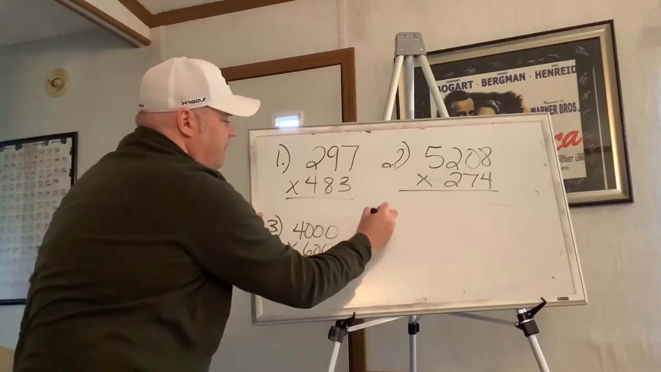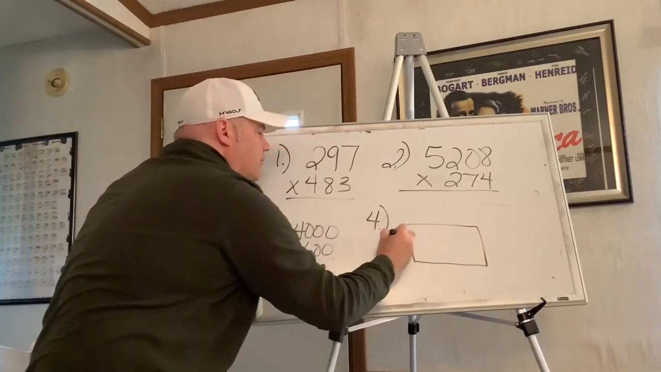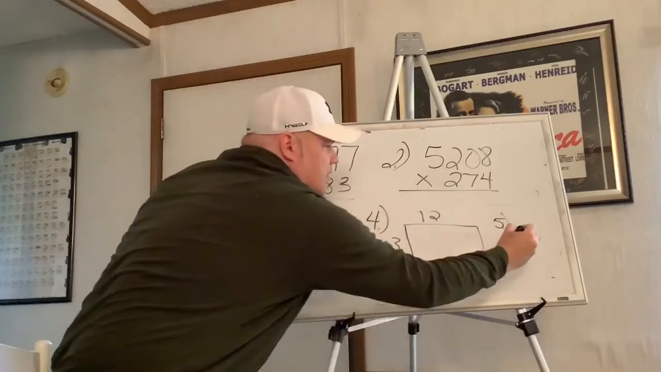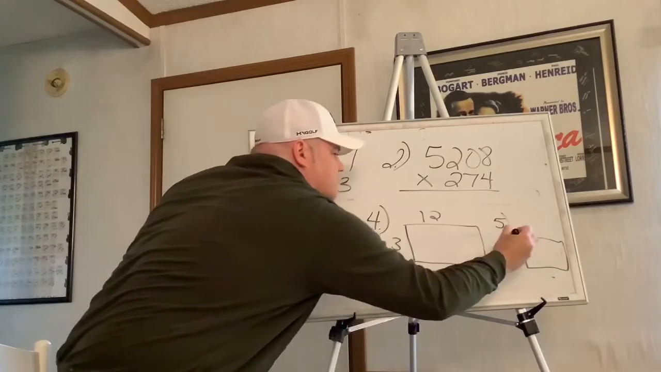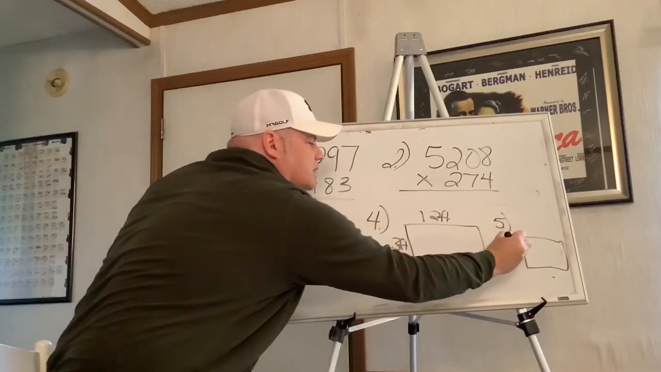And then number 4 and 5, I want you to find the area of these figures. This is a rectangle, 3 by 12. And number 5 will be a square that is 6. And we'll say this one's feet, and we'll say this one's inches.